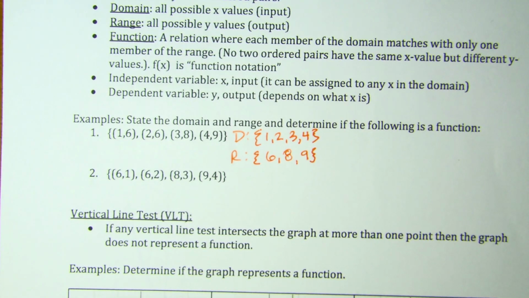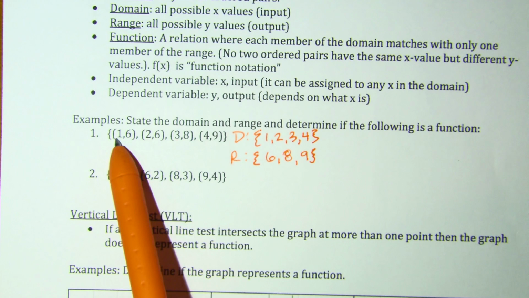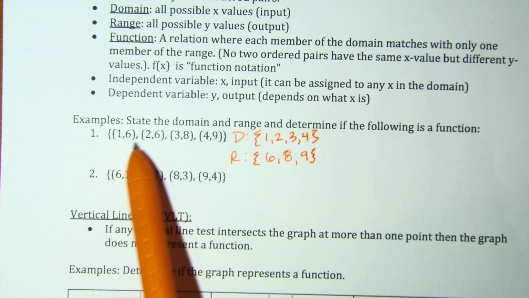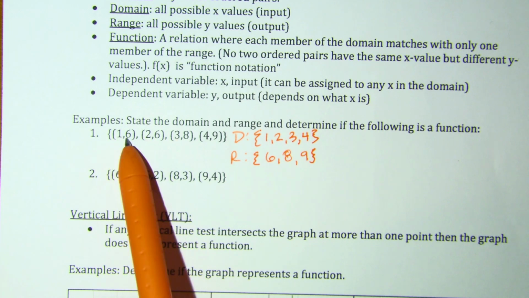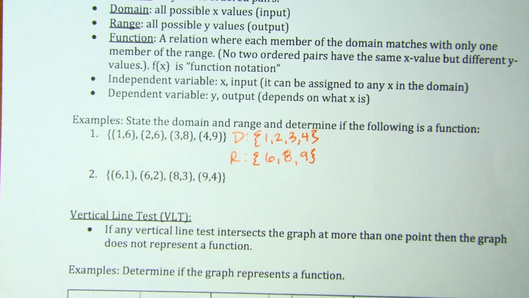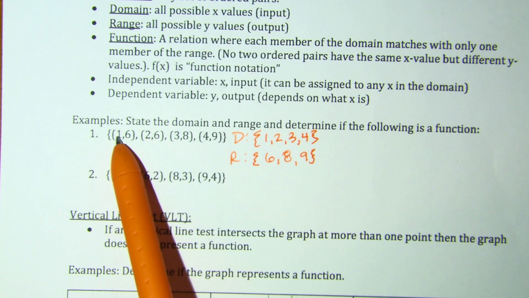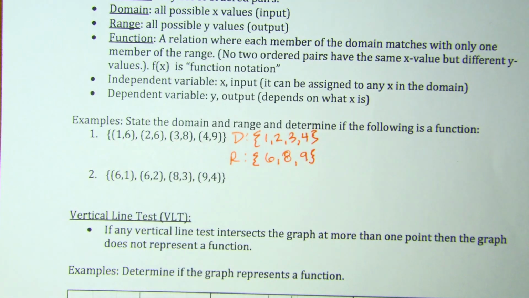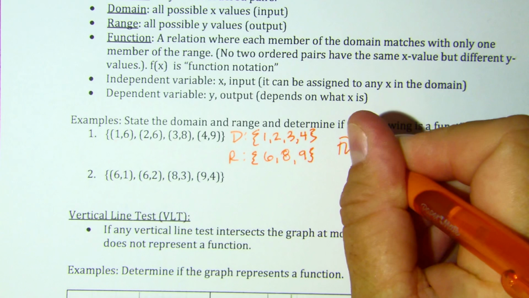And the way we determine if it's a function or not is if our x values repeat, essentially, if the x value matches with different y values. So here I have 1 matches with 6, 2 matches with 6. That's okay. In fact, all of the y values could be 6. They could all be the same and that would be okay. It's that I can't have 1 match with 6 and 1 match with 7. I can't have the x value match to 2 different y values. So this is a function.